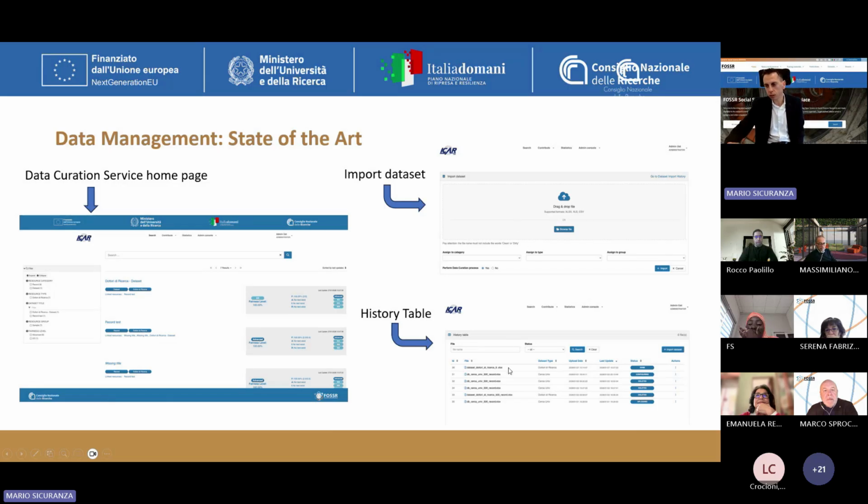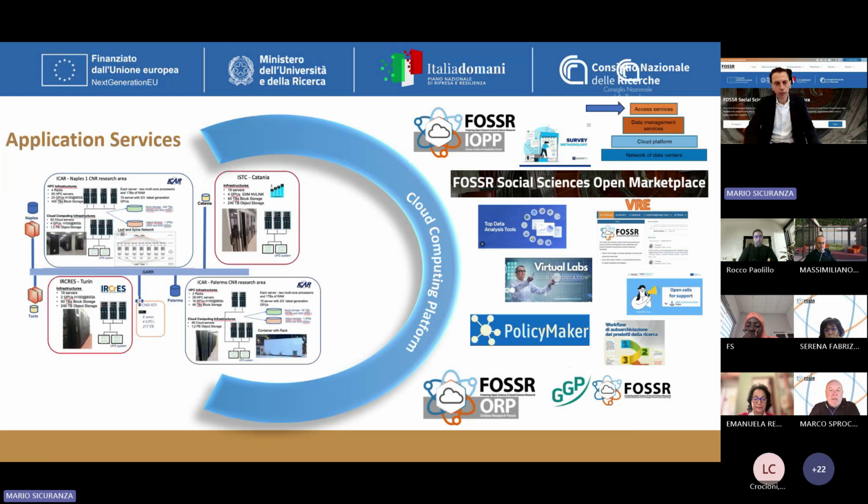Activity monitoring for the administrator, which contains a comprehensive history table to track file uploads, check processing status, and so on. The final level of this four-tier architecture consists of the access services. Through the portal and the marketplace, users can access all the services developed for FOSSR and hosted on its infrastructure.